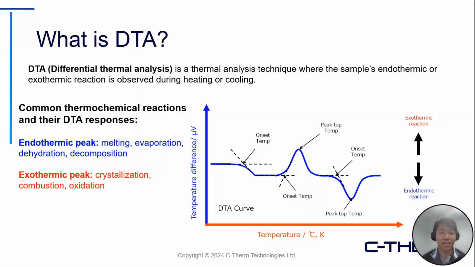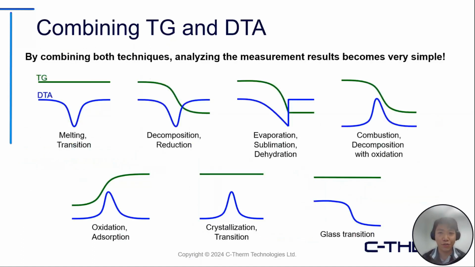But just like TG, DTA also has a weakness, where all the endothermic and exothermic reactions will appear to be the same, essentially. So it would be very difficult to distinguish between two endothermic reactions, such as melting and evaporation, and vice versa with the exothermic reactions. However, by combining these two curves, TG and DTA, the analysis of the data that we acquired becomes very simple because we have two sources of information to base our conclusions upon.